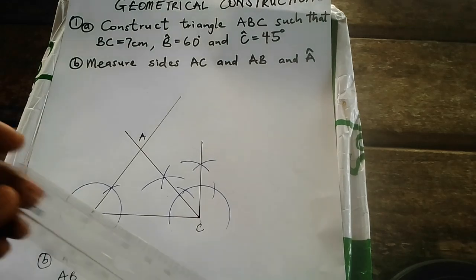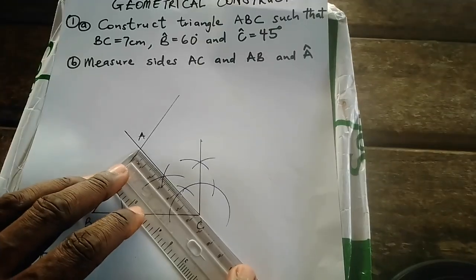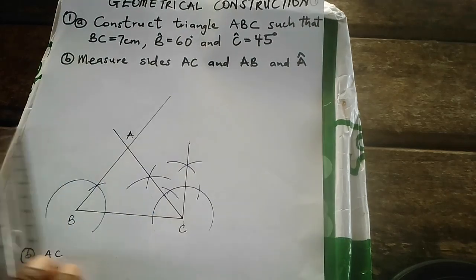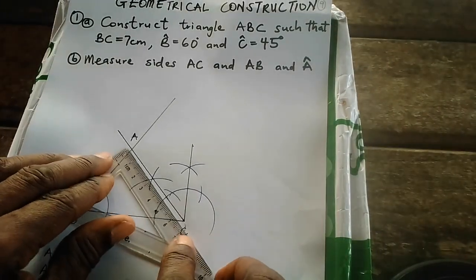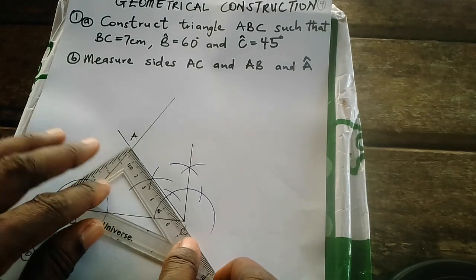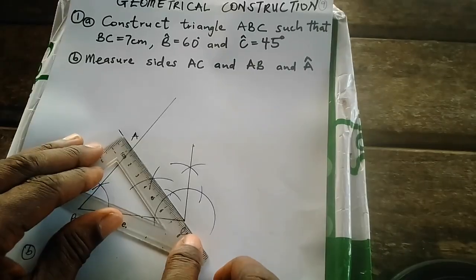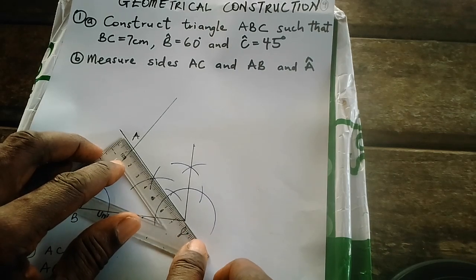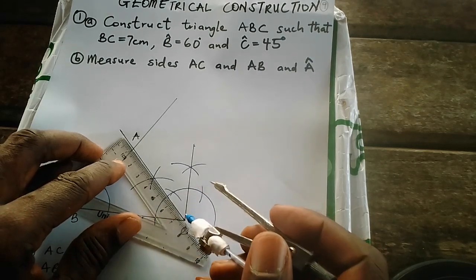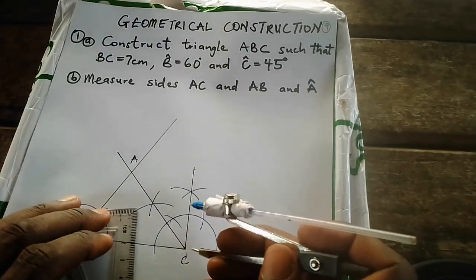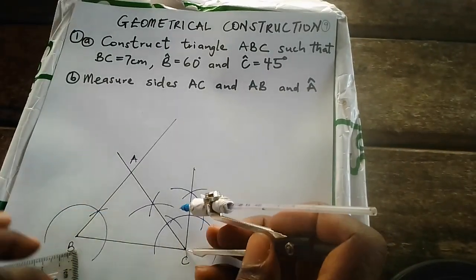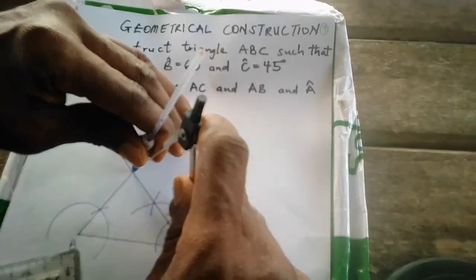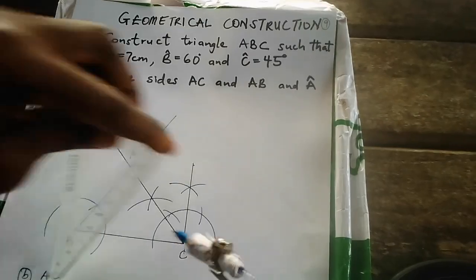I can either use the ruler, put my ruler there directly to measure it, starting from this side. Line AC starts from this point and ends there. That's around 7.5 centimeters. Or you can use your compass and extend it to the end of this line, then place it on your ruler.